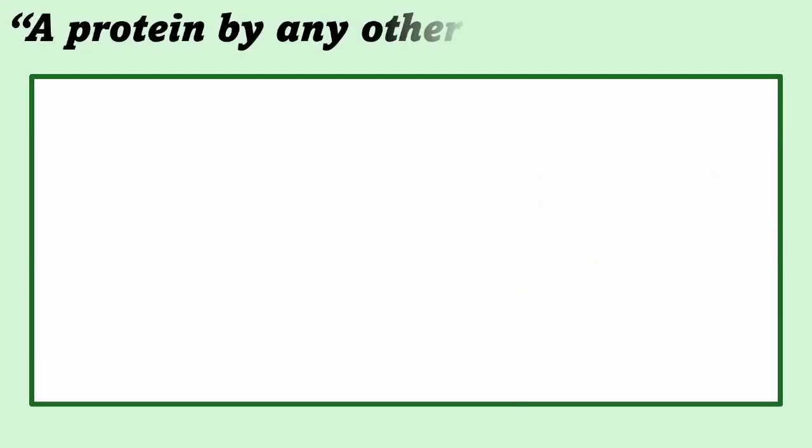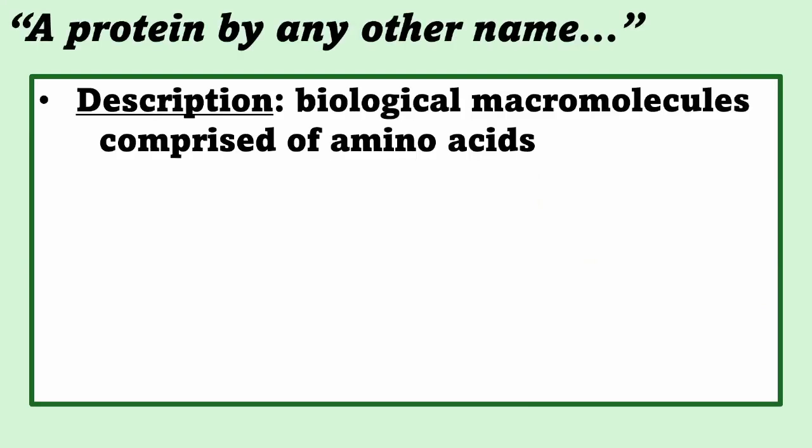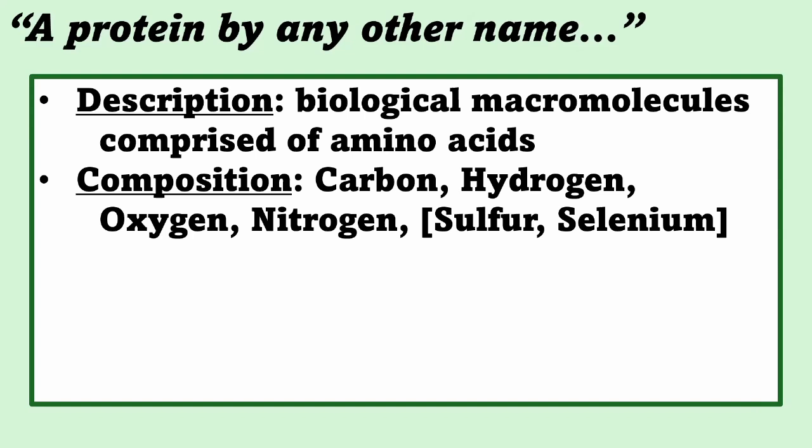So let's start by defining a protein. A good description would be that proteins are biological macromolecules comprised of amino acids. If you remember in intro biology, there are four major macromolecules: lipids, carbohydrates, nucleic acids, and proteins. And they're made of smaller building blocks known as amino acids. Now, elementally, they are composed of carbon, hydrogen, oxygen, and nitrogen. And then a few of the amino acids have sulfur, and even one special case, selenium. So that's what they're actually made of at the elemental level.